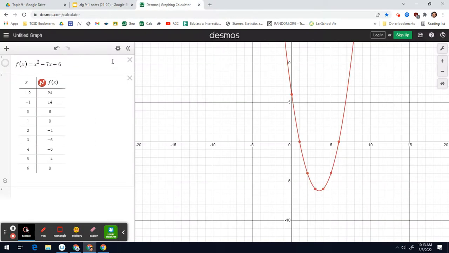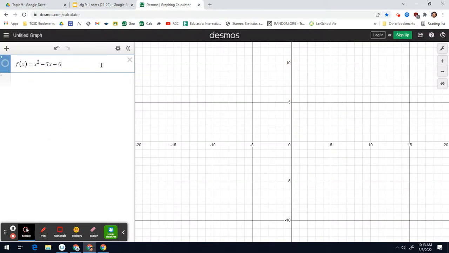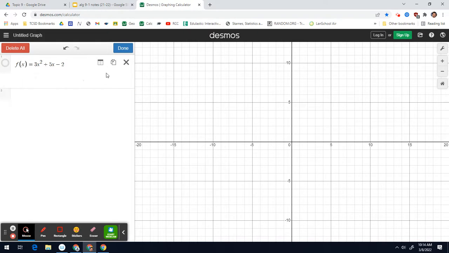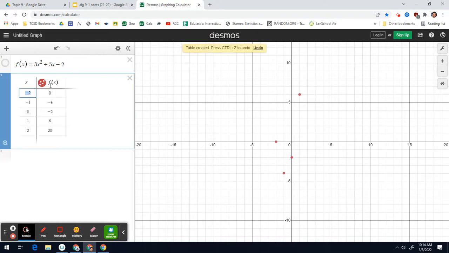All right, so back to Desmos. I'm going to clear this. I'm going to change this function to 3x squared plus 5x minus 2. Okay, so I have the graph turned off because I don't want to cheat. We'll look at it at the end. And then I'm going to come down here, say gear, yes, I want to add a table, convert to a table, and again, let's hide that. Okay, good.